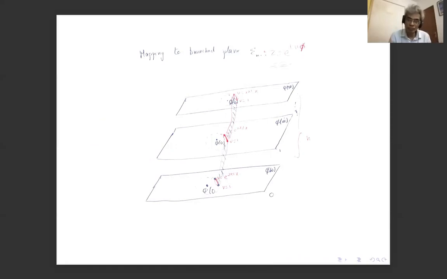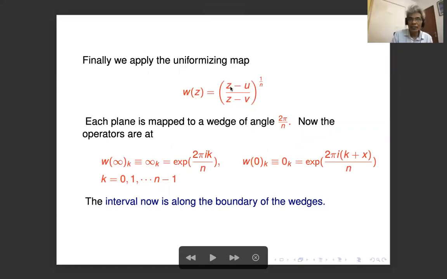So there are n branched planes. Now, this is also pretty hard to evaluate. So there is a map called the uniformizing map, in which you take each plane and make a wedge out of it. Such maps come up in many things in string theory. Here, you take this plane and make a wedge of 2 pi by n. So here is this map, where u and v are the two locations of that operator. You can see that at z equal to u, this w, the uniformizing map, becomes zero, and at z equal to v, it becomes infinity. So that segment has become zero to infinity.